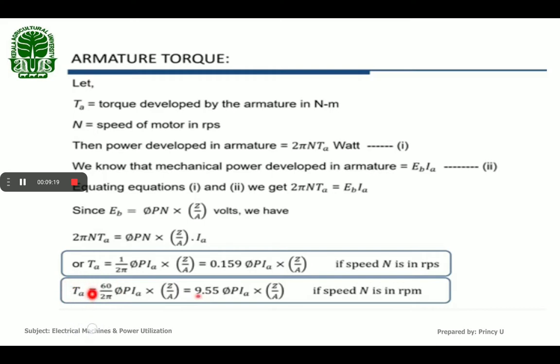From this you can note that armature torque is proportional to flux and armature current. The number of poles is fixed, and the number of armature conductors and number of parallel paths are constant. So we can say torque is directly proportional to flux and armature current. So the armature torque equations are done.